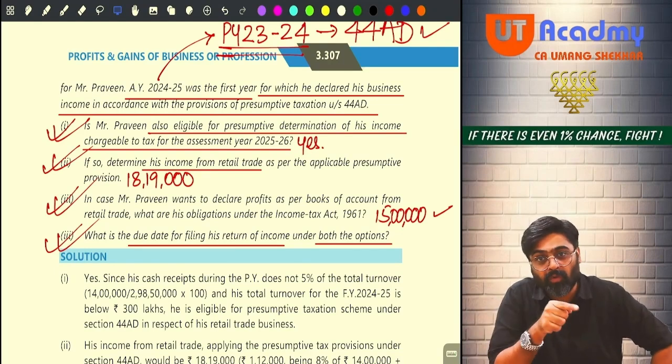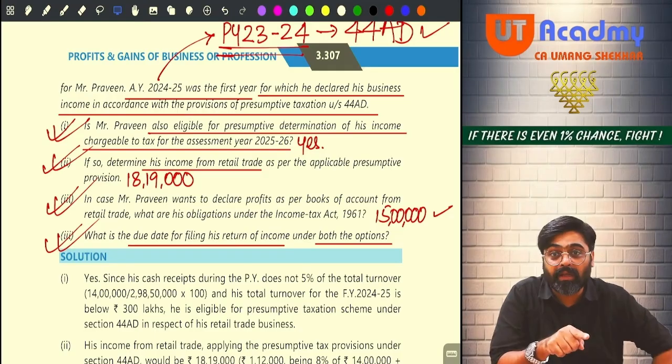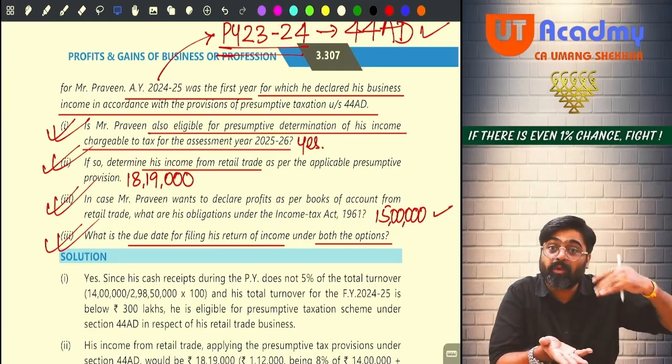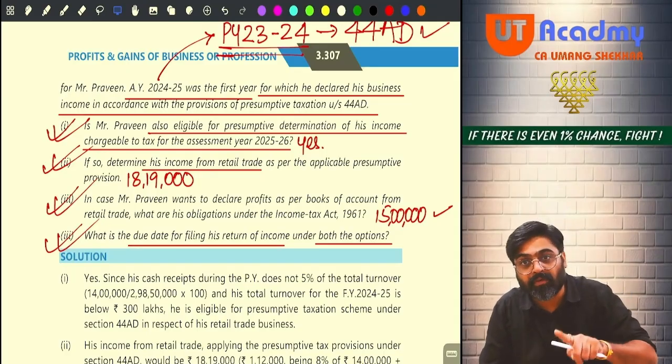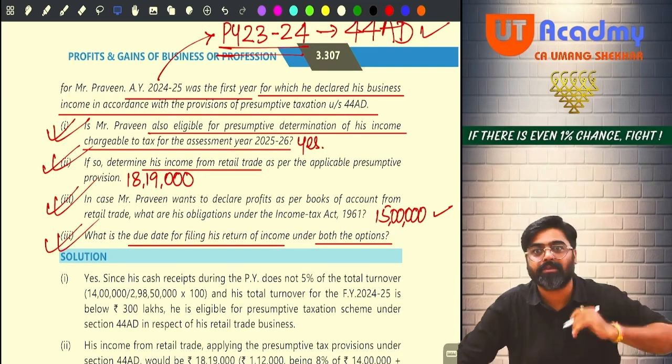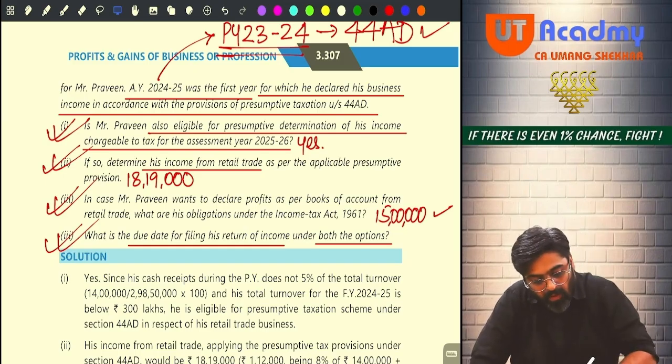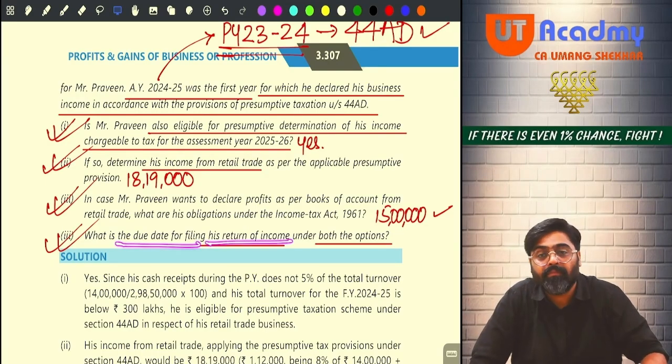Since this 15 lakh was the only source of income, meaning his total income for this year will be 15 lakhs only, which is more than his basic exemption limit. So now in this year, he will have to compulsorily maintain the books of accounts and get them audited. These are the obligations. Next one, what is the due date for filing his return of income?